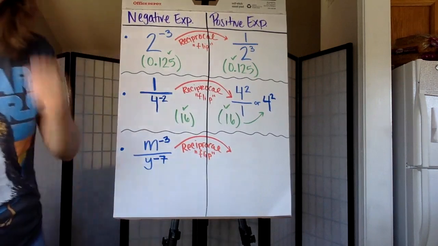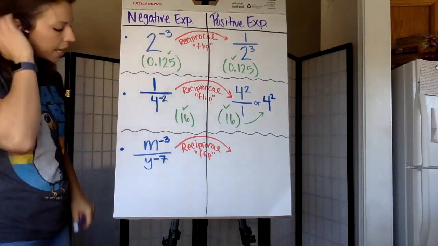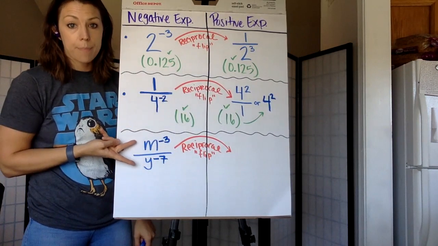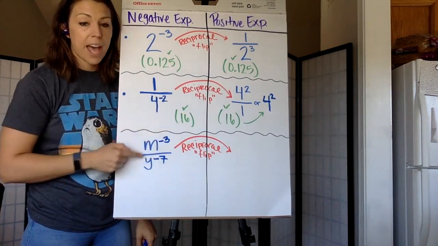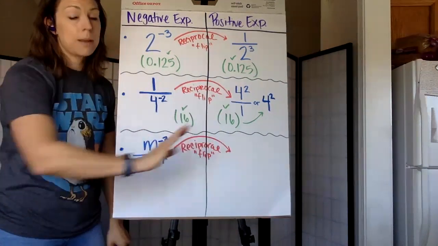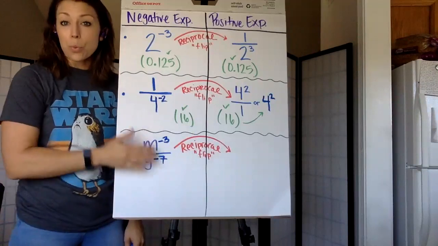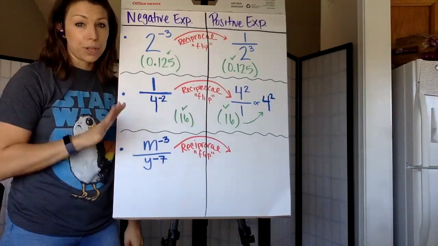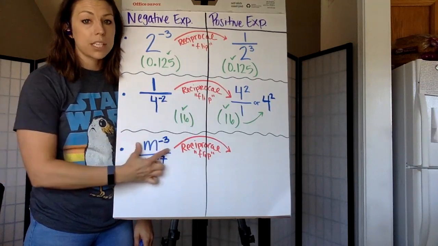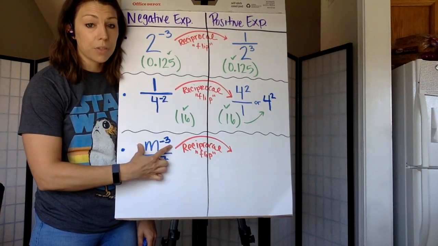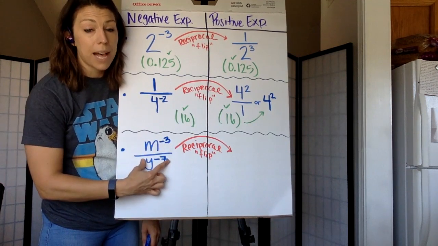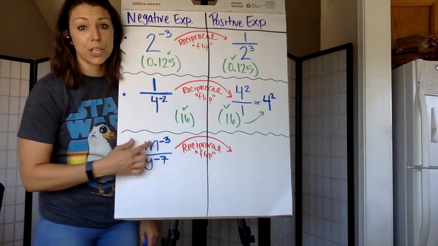Yay, we like positive exponents, right? Now, here's the thing. When we flip this, we have to flip both of them because both of them have negative exponents. We'll look at some more examples later on, not in this video, where you wouldn't necessarily flip both. You would only flip one or the other. But because they both have negative exponents, in order to make this a +3, it has to end up in the denominator. And in order to make this y to the +7, it's got to move up into the numerator.